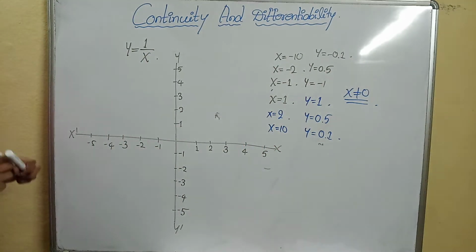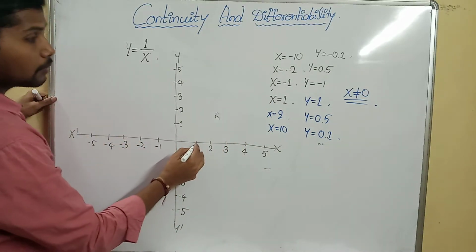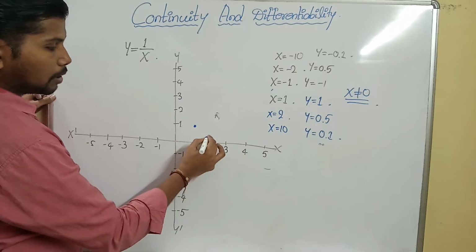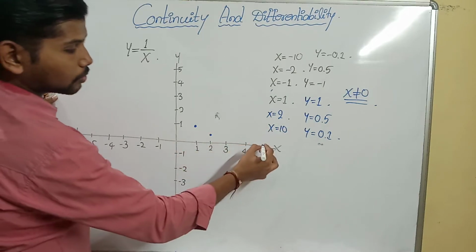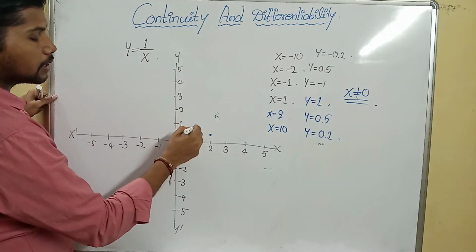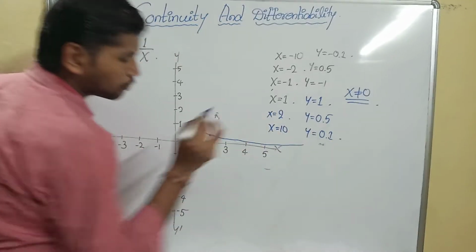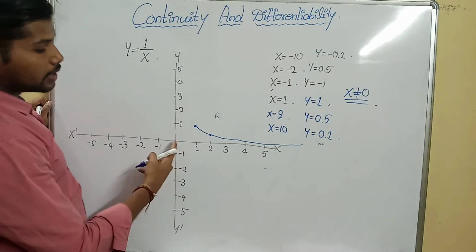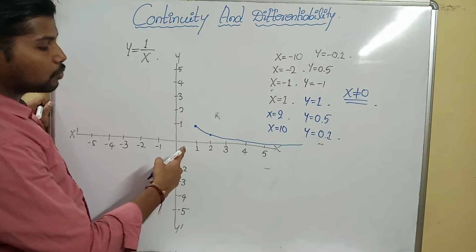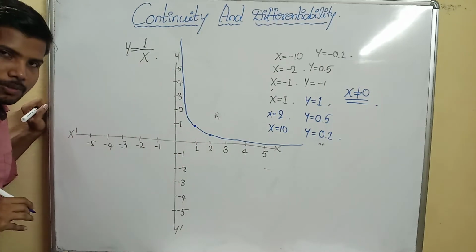Then how to draw the graph here? Concentrate. X is equal to 1, y is equal to 1. The graph point will be here. X is equal to 2, it will be 0.5. X equal to 10 here somewhere, means the graph will be like this. Got the point clearly? Whenever x is less than 1, means 0.5, 0.2, 0.3, it will be more and more values like this. Got the point clearly?